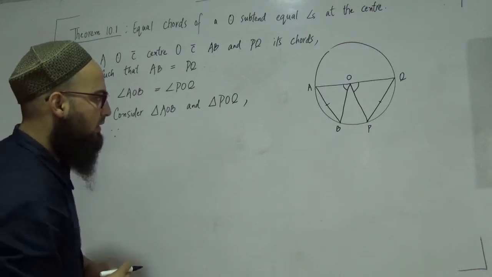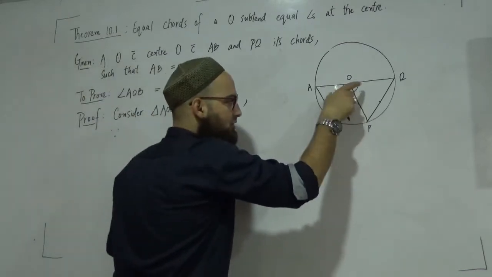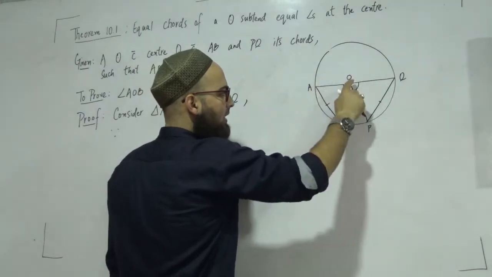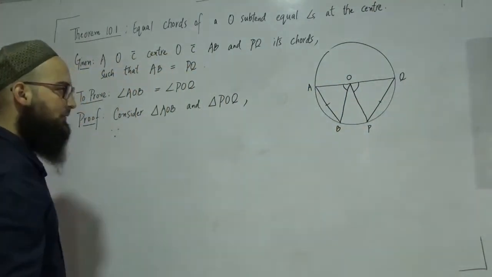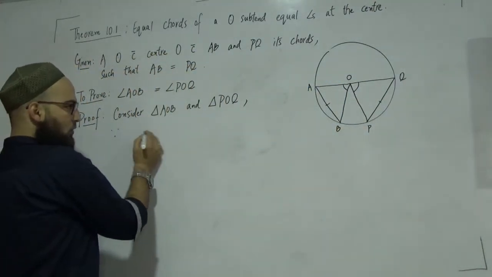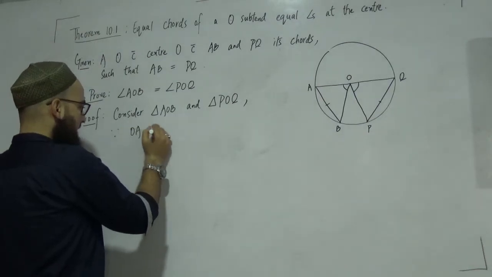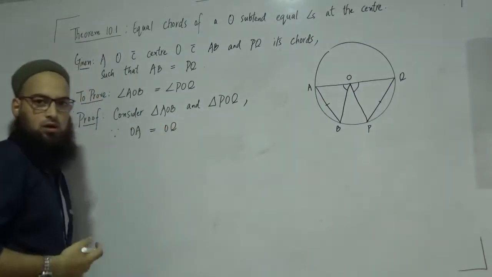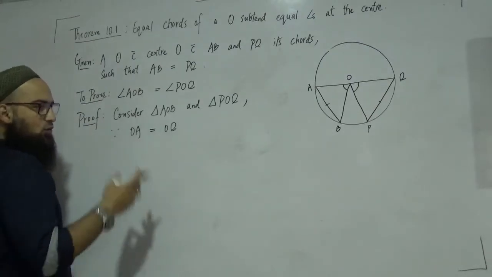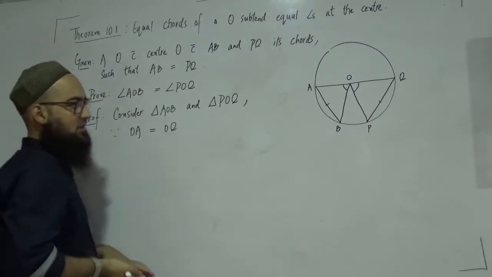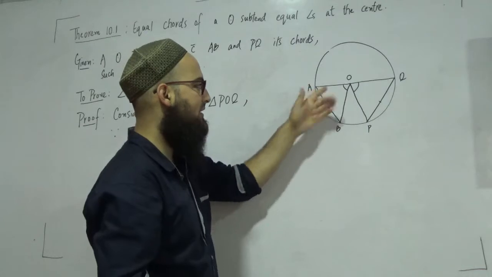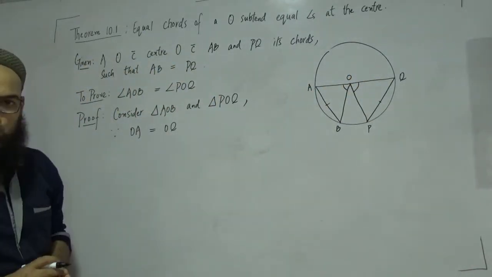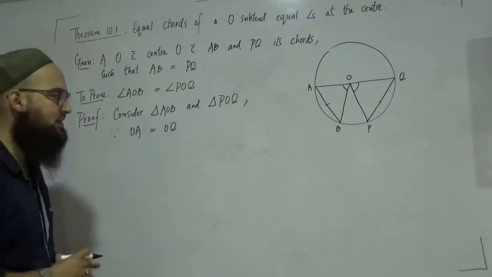If you see these two triangles, OA is equal to OQ. Why? Because radii of the same circle. OA is a radius, OQ is a radius as well. So OA is equal to OQ. The reason is radii of the same circle.